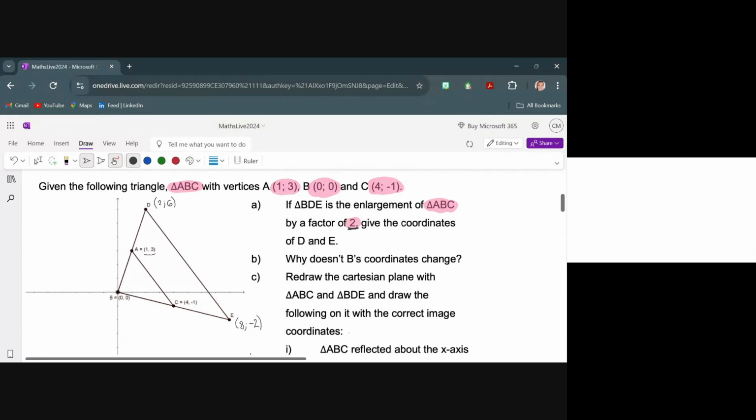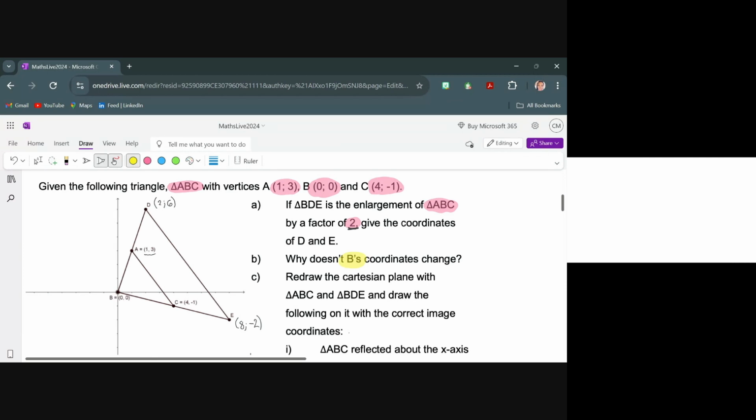Okay, let's answer question B. I like question B. It says, why doesn't B's coordinate change? Who knows? I will accept two different answers, but one of them is the more obvious one, and the other one we can calculate. I can say that it's the origin, yes, but we need to be a little bit more specific.